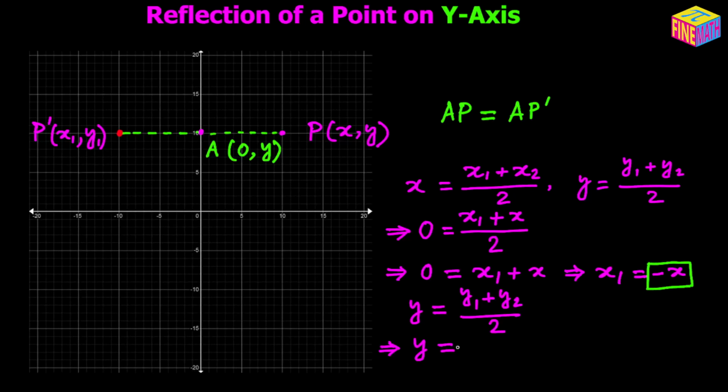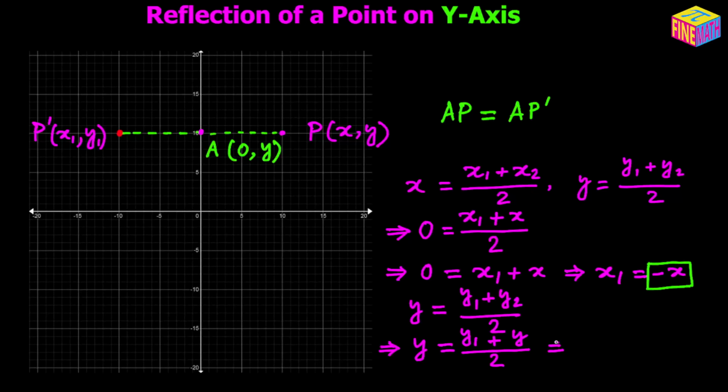So y is equal to, then what is y sub 1? Let's take y sub 1 as the y coordinate of P prime. So I'm keeping that as y sub 1 plus what is y sub 2? Well, let's take that as the y coordinate of the other extreme point, which is the point P, and whose y coordinate is actually y, and whole divided by 2.